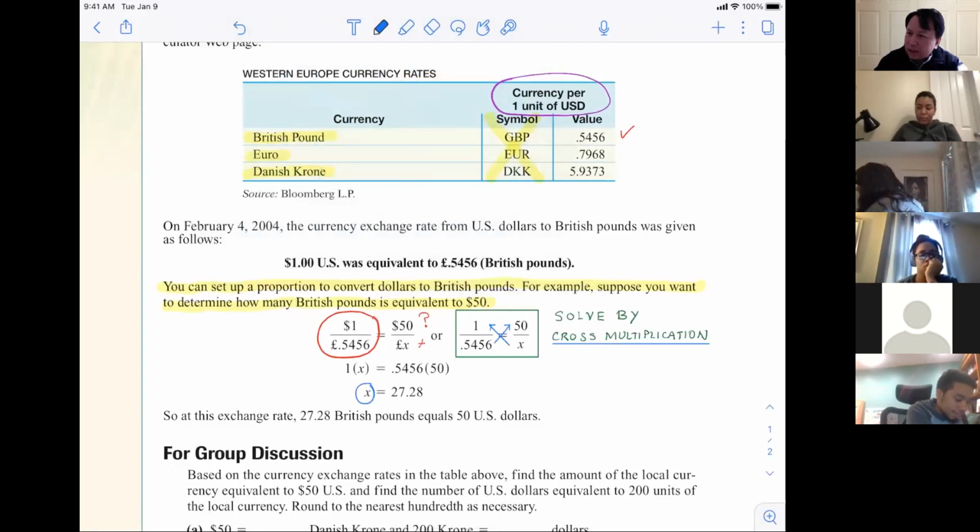So the idea that I want to introduce today is what I mean by proportion. A proportion is a very special type of equation that features both sides that look like a fraction. Whenever you have a proportion, you can solve it by cross multiplication, multiplying diagonally. And here we get the final answer 27.28.